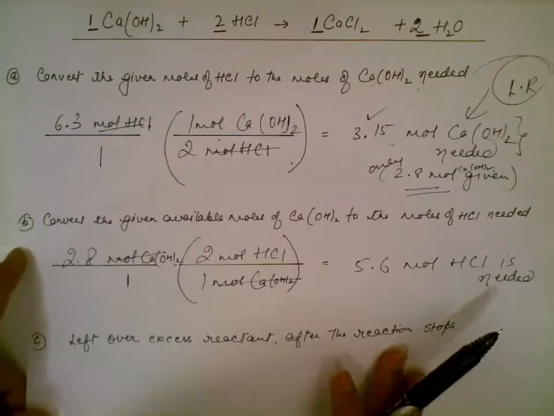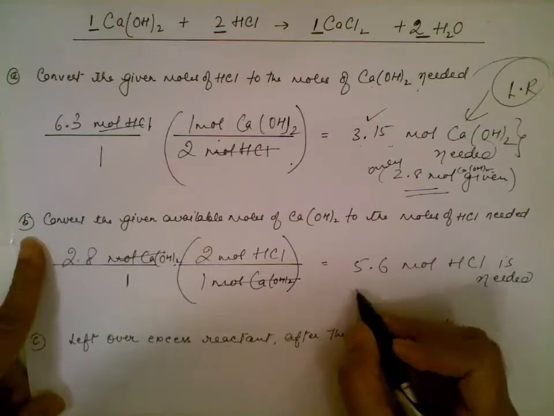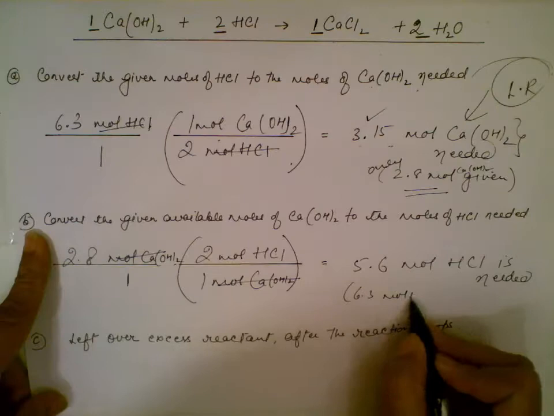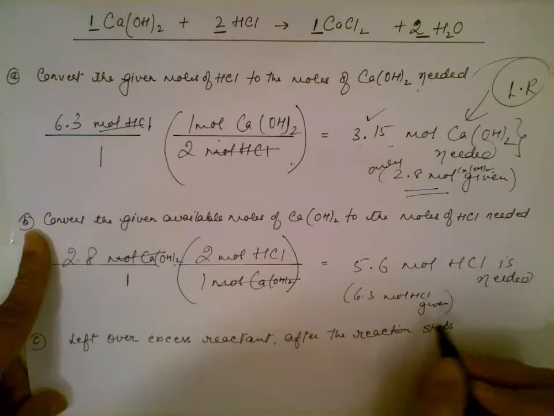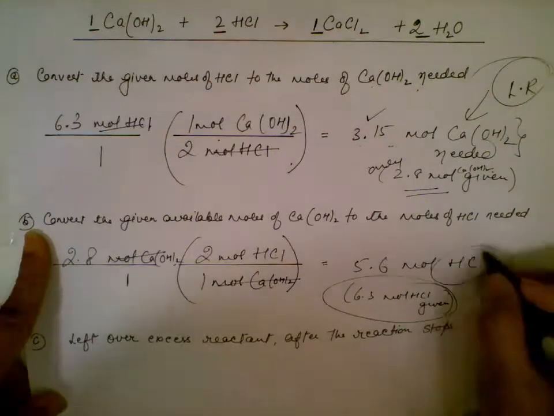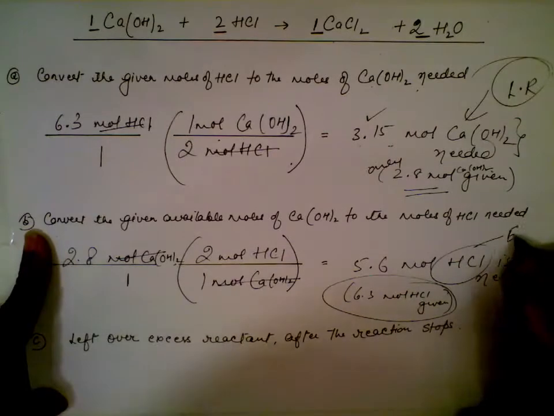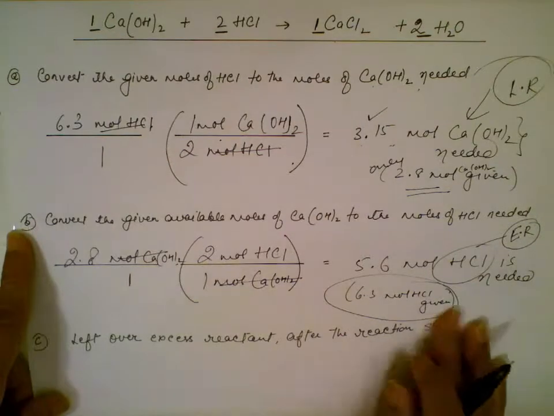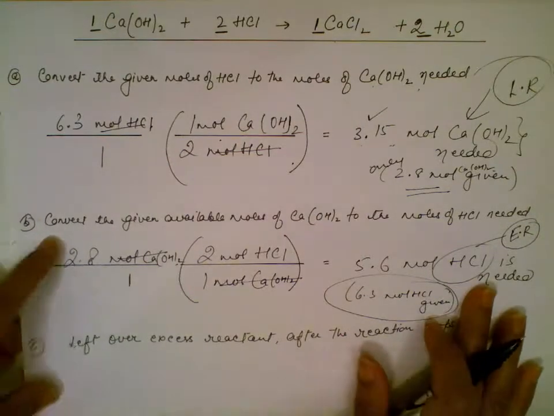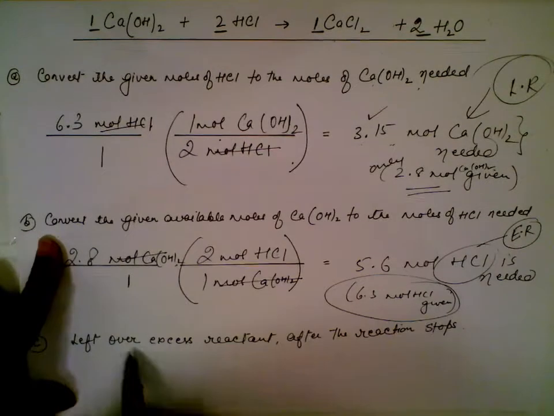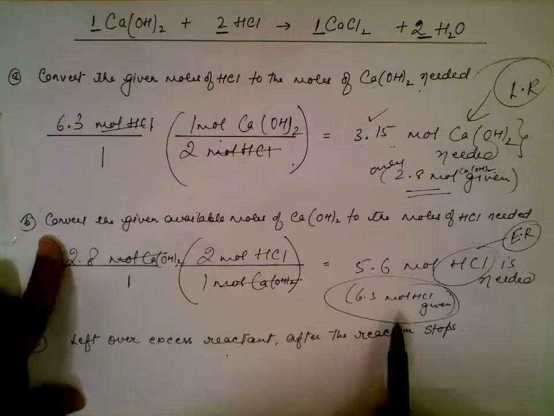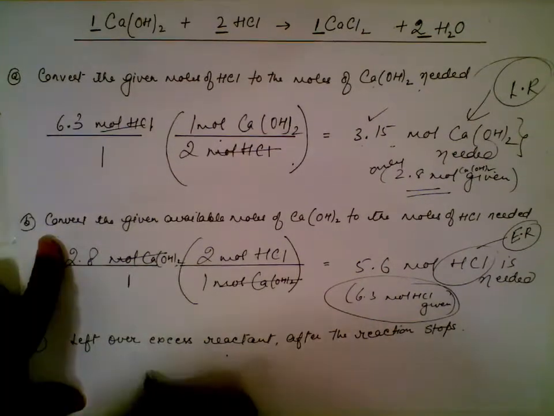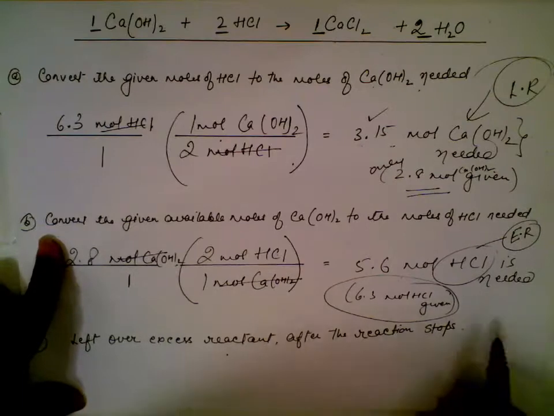And so that is actually our excess reactant. Once again, it is 6.3 moles of HCl which is given. So this is more. So our HCl is the excess reactant. The given amount is more than what you need. That is why it is the excess. This one is the excess reactant. Now how would you figure out how much is the leftover of this excess reactant? You are going to subtract these. So what are you going to subtract? You are going to subtract the needed moles from the given moles.